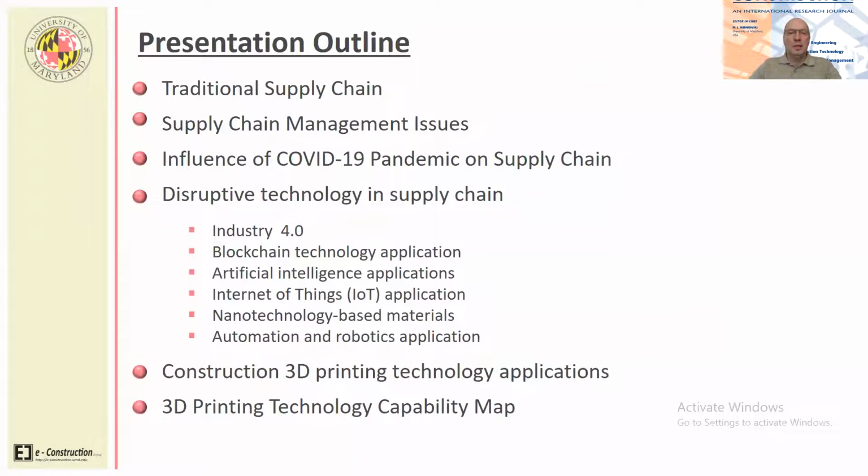So this is the outline of the presentation. Can everybody see that okay? I want to talk first about traditional supply chains and the issues that we're facing, but in particular, because we're still in the midst of the pandemic, COVID-19, I want to say a few words about what impact COVID-19 has on construction supply chains. I've just had a few students in my e-construction group who completed their thesis work on that subject, so I want to share a little bit of those details as well.